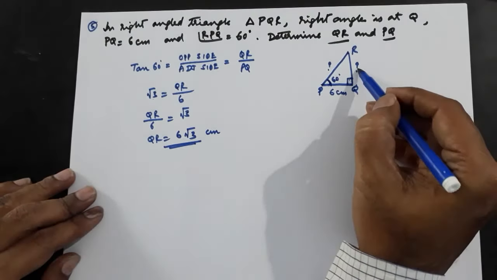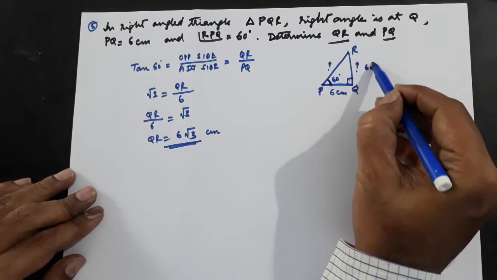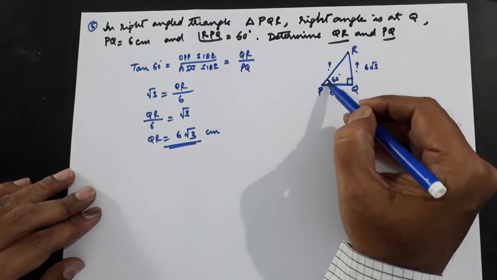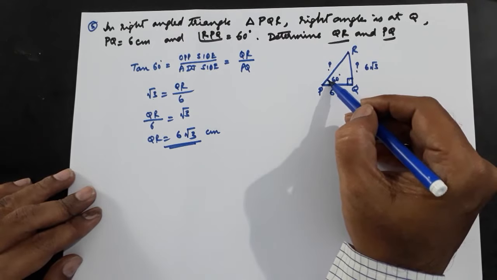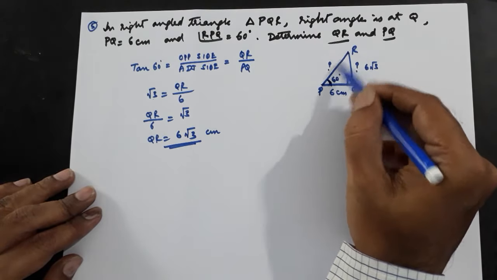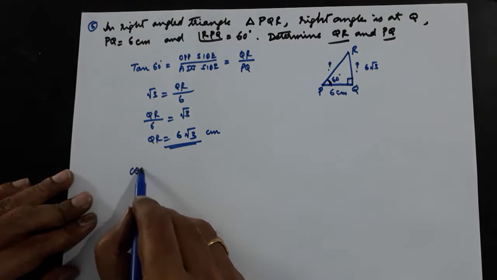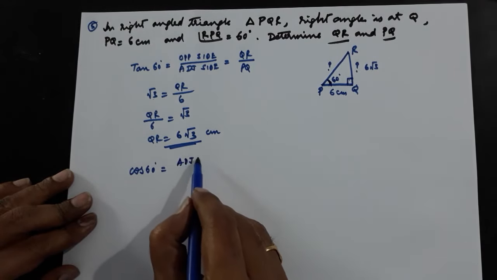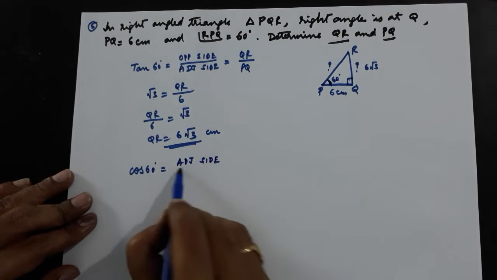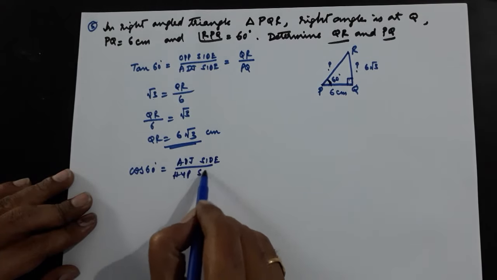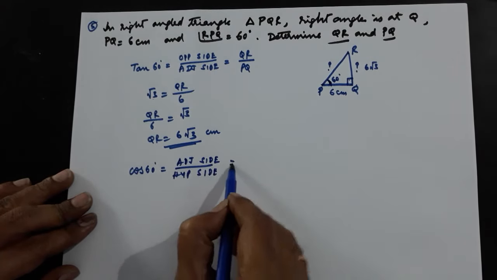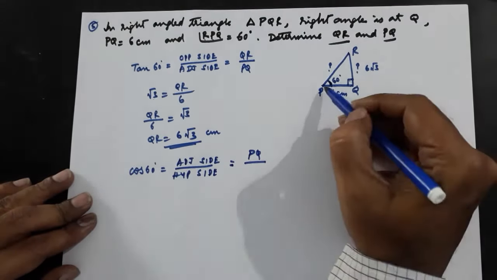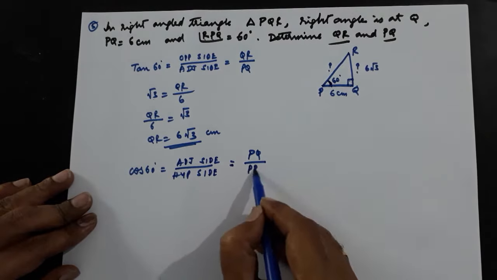This one we got, this is 6 root 3. We need to find this one. How do we find that one? We can take cos 60. Cos 60 is adjacent divided by hypotenuse. So cos 60 is nothing but adjacent side divided by hypotenuse side, which is PQ, adjacent is PQ and PR is this side.